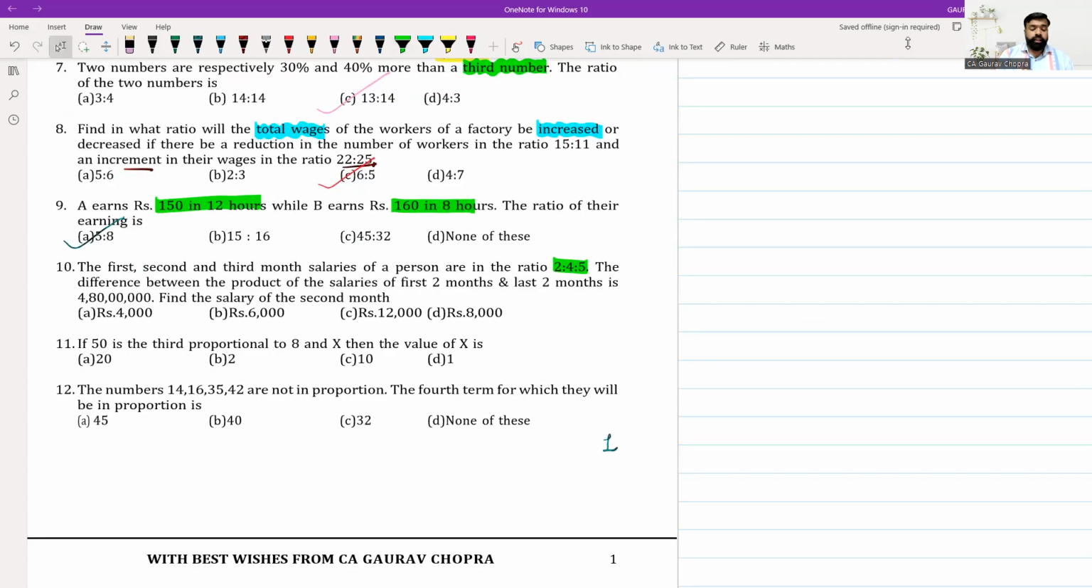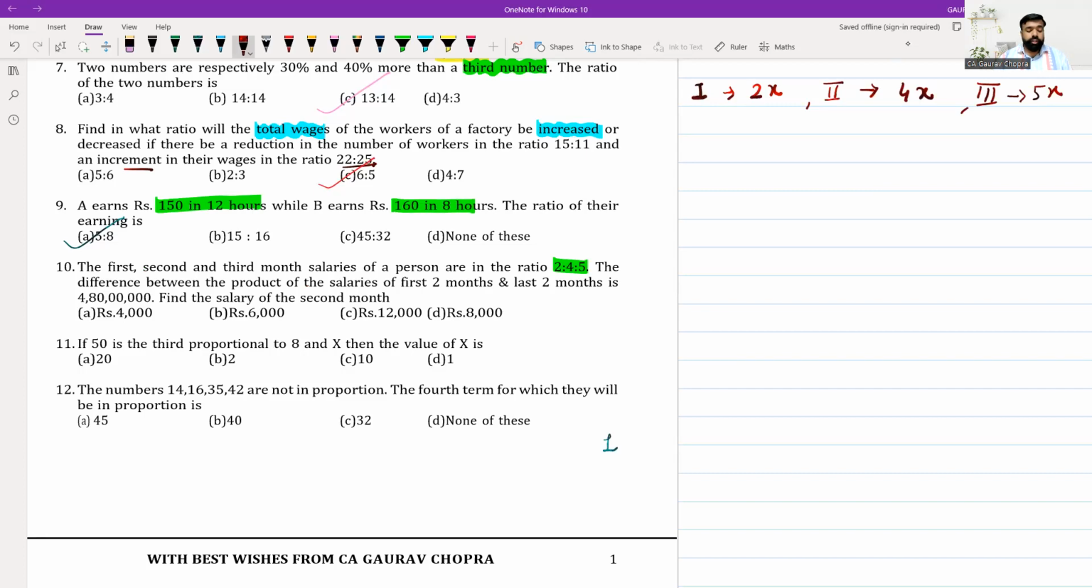So let the salary for the first month, you have assumed it as 2x. Salary for the second month will be how much? 4x. And for the third month it is 5x. Okay, this is the salary.